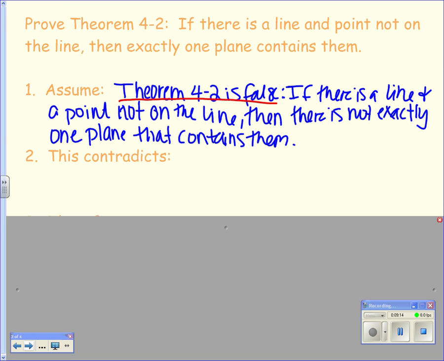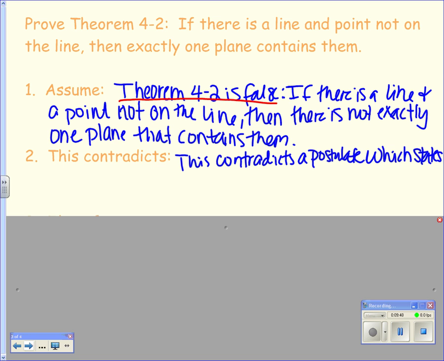So this contradicts postulate 9. You can say postulate 9 if you know it, but you're still going to have to say what the postulate is. So if you know the number, you can put it. You don't have to. I show it contradicts a postulate. So what does that postulate state?